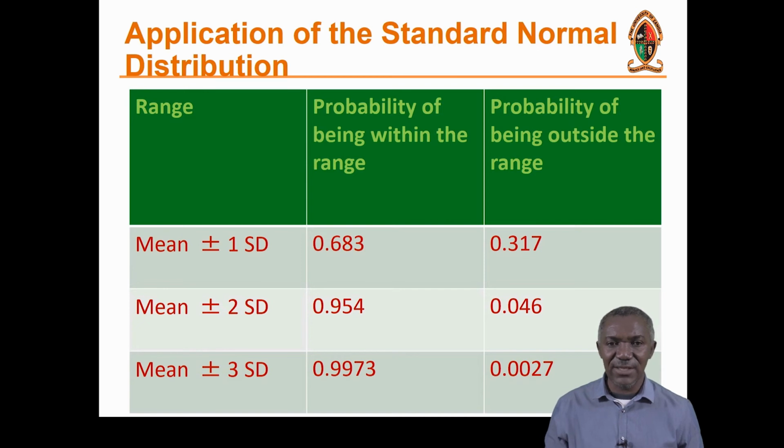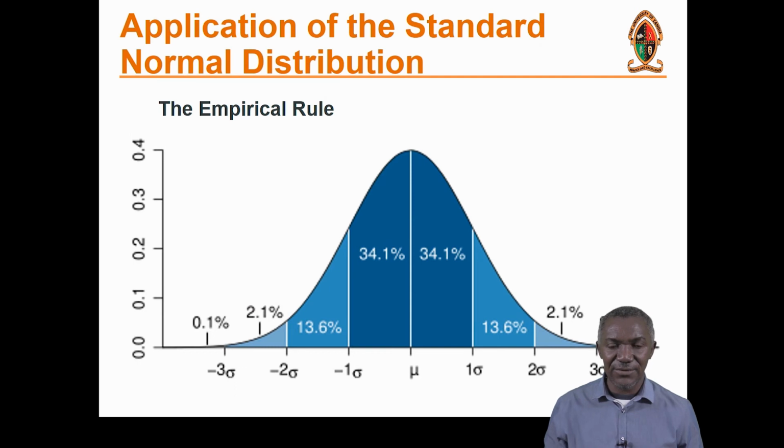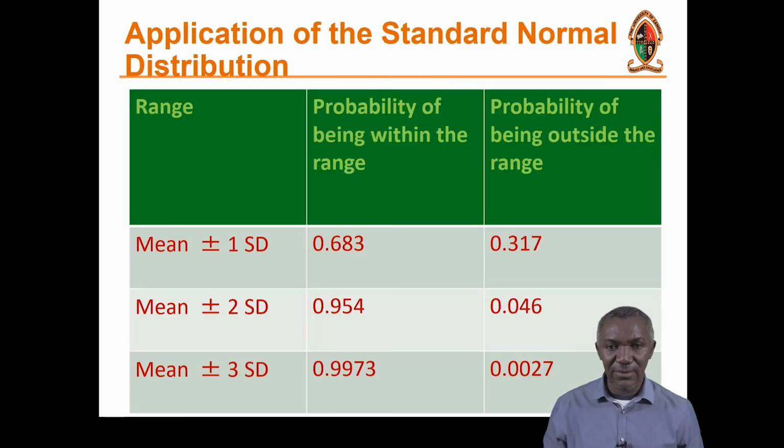Similarly, if we are interested in the area under the curve which is 2 standard deviations below and above the mean, then this area is about 0.954, and this area will lie outside our area or zone of interest. So you see, this is where we normally get the confidence and the rejection zone.